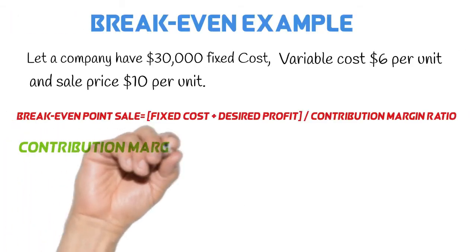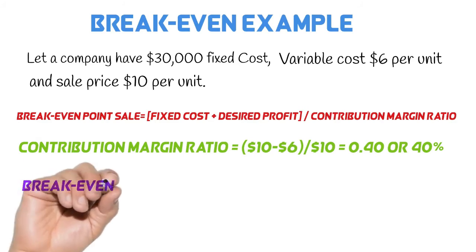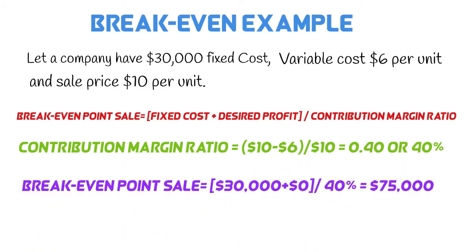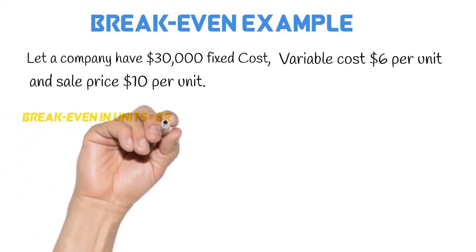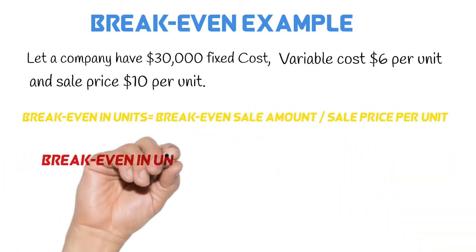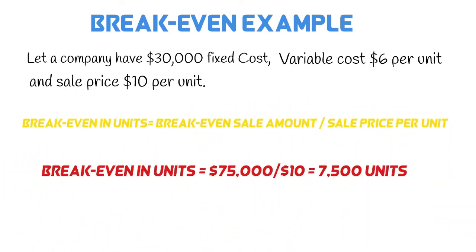First, we will find the contribution margin ratio. For the contribution margin ratio, we will subtract $6 variable cost from $10 sale price and divide by $10 sale price per unit and get 40% contribution margin. Now, we will divide $30,000 fixed cost by 40% contribution margin ratio. We will get $75,000 break-even sales. Now an important point you must note at this time. If we divide $75,000 break-even sales by $10 sale price per unit, we will get 7,500 break-even units.